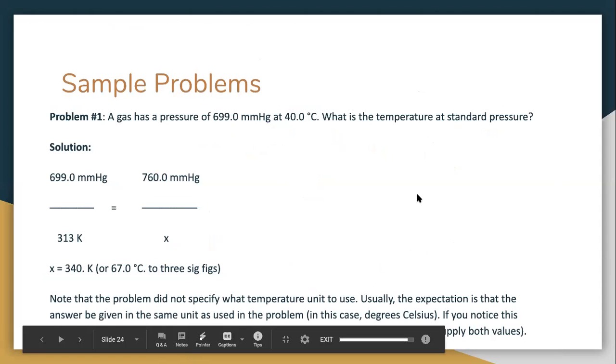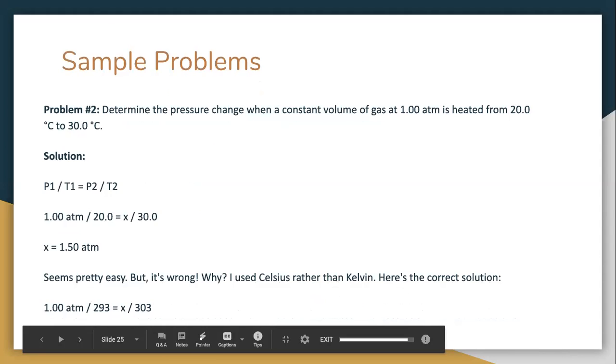Here we can see another example problem. As I said in the last problem, he gets the first variables, changes the Celsius to Kelvins, does the calculation, and gets the new answer. It's a very simple process, and we can see it in the next problem. So yes, P1 divided by T1 equals P2 divided by T2. He inputs everything and you get 1.5 atmospheres.